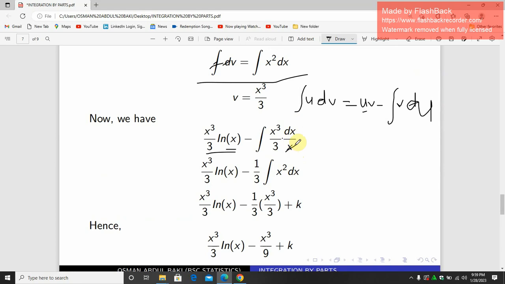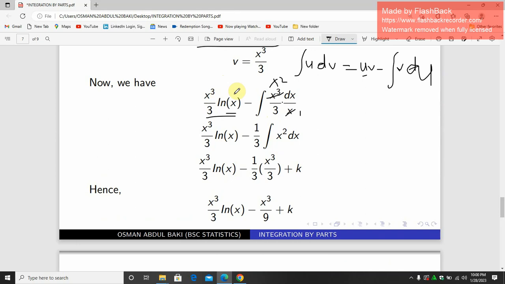Then here the x will cancel, remaining x squared. Here the 1 over 3 will remain the same, so we bring the 1 over 3 out, and it will be left with x squared. Remember, this x has cancelled with the x cubed, so it's left with x squared. So the same thing as usual, you find the integration of x squared, which is x cubed over 3, plus k. Remember, plus k, which is the constant.